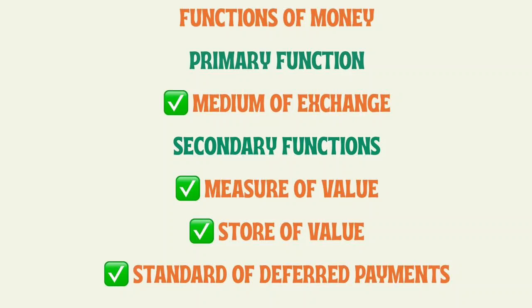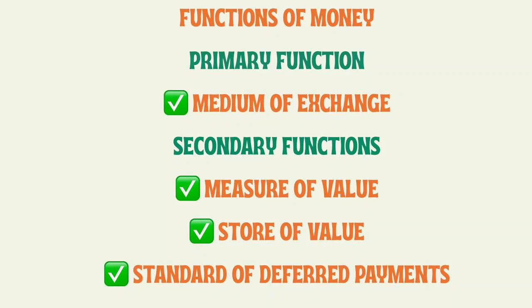Let's first understand why one is called primary. Imagine a cricket team. The batsman's primary job is to score runs. If the batsman doesn't score, the team struggles. Similarly, the primary job of money is to act as a medium of exchange. Without this function, money loses its basic purpose. Now let's come to the secondary functions. They are equally important because they make our economy efficient.